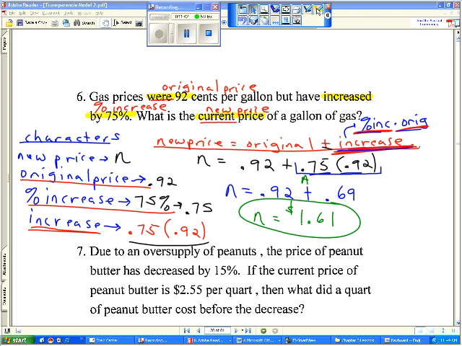Right. To find the increase, you take percent increase times original. Again, for reference, we're going back to page 62 in the book, right? Page 62 is where we find examples of this. Is everybody caught up? All right, number 7.